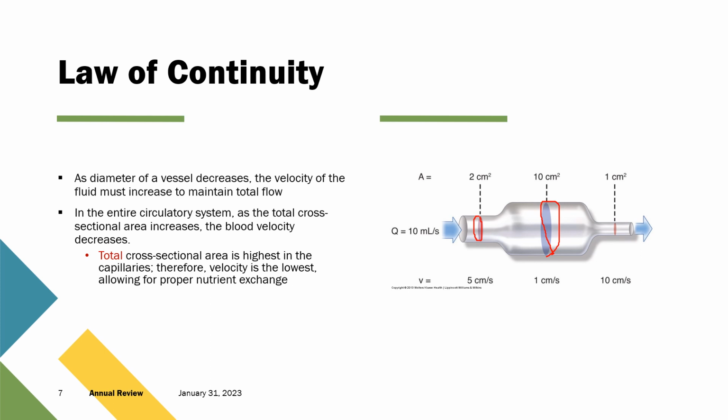Now, as my tube or diameter narrows again, I can push less through at a time, so I have to push it through much faster, so my velocities will increase. So the idea here is that I have to move the same amount of blood flow through despite the diameter of my vessel or my tube, and because of that, when my tube is very small, I go faster. When my tube is very large, I go much slower. That's the law of continuity.